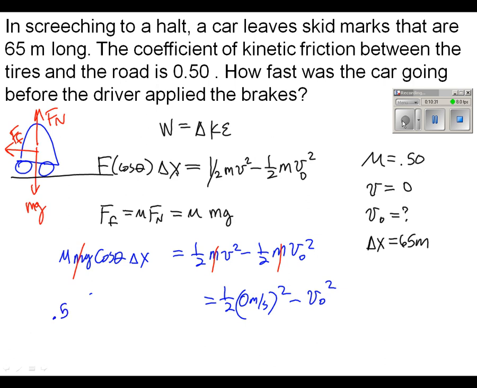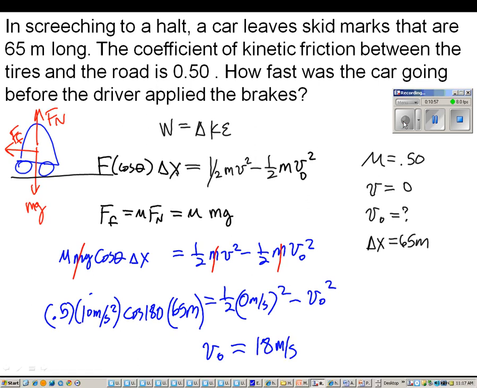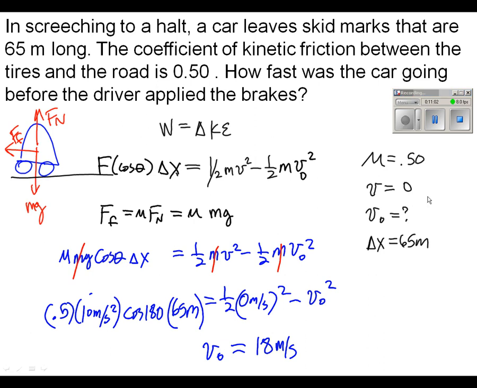So anyway, you have 0.5 times 10 meters per second squared times the cosine of 180 times 65 meters. And that cosine 180 is, if you know that they're in opposite directions, you can just make that a negative and not have to write cosine 180. But anyway, if you go ahead and solve all that, you end up with an initial velocity of 18 meters per second. Okay, let's take a look at the next problem.